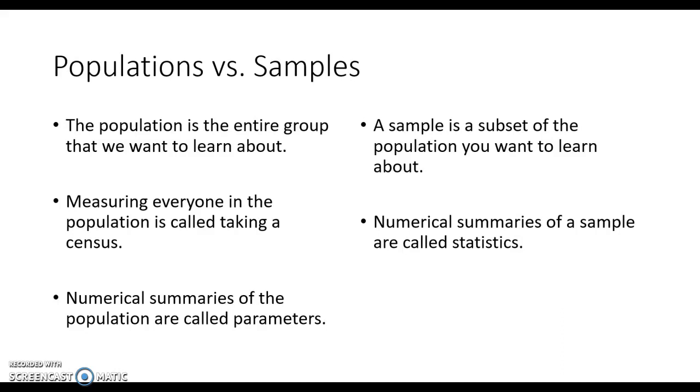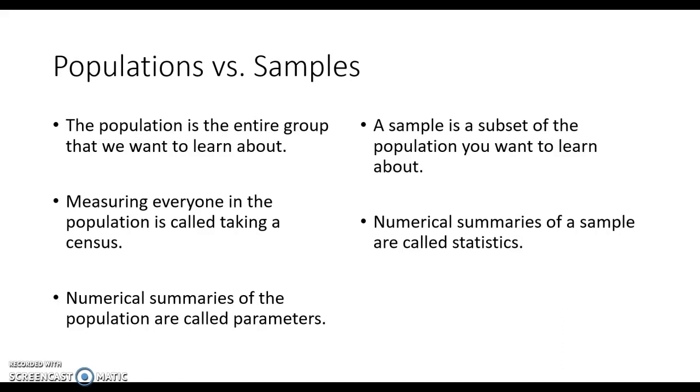And when we talk about populations and we come up with numerical summaries like the mean and the standard deviation of a population, that's called a parameter. And we're going to talk more about parameters a little bit later. But for right now, parameters are the numerical summaries that we use for populations.